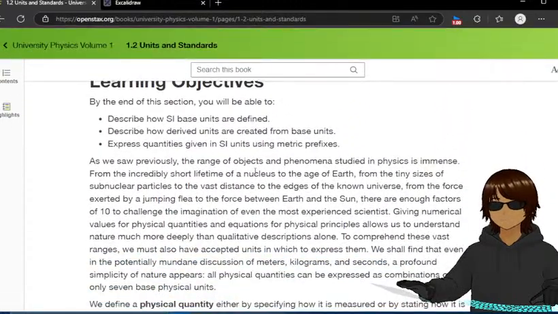Units and standards. By the end of this section, you will be able to describe how SI base units are defined, describe how derived units are created from base units, and express quantities given in SI units using metric prefixes.